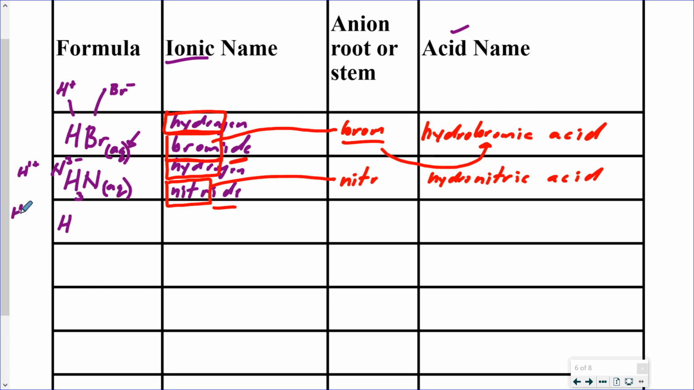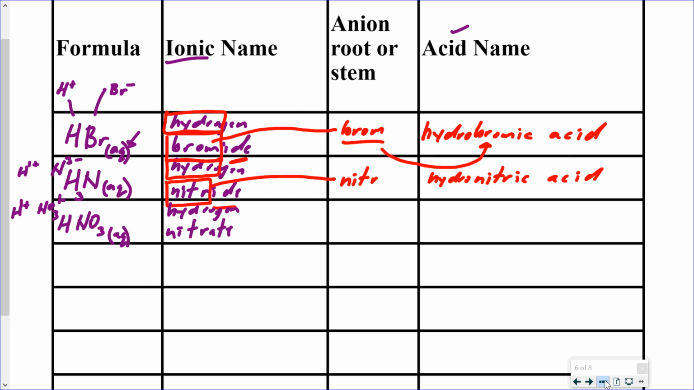So we have H plus, we have NO3 1 minus, one of each. They cancel each other out, so I don't need any subscript on the hydrogen. It's just HNO3. You do need to make sure, of course, that you have the right formula for that. It is AQ. Naming it as an ionic compound, it is hydrogen nitrate.